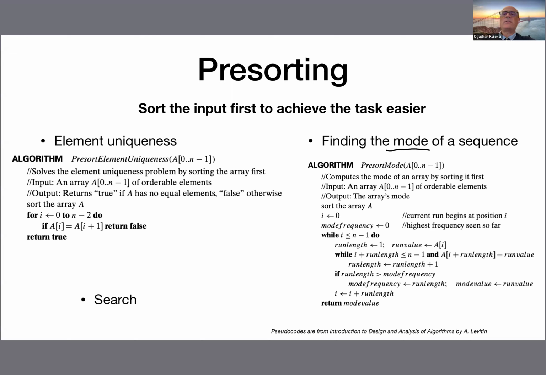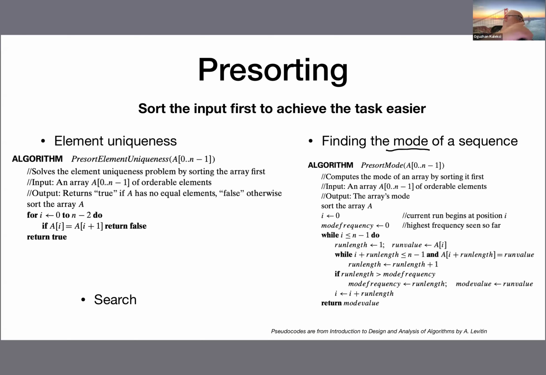So first, for each element, I will count its occurrences in this set, and then I will be done. Okay, good. However, again, this will require 2 for loops, and that will make it an n square complexity, which we do not want.